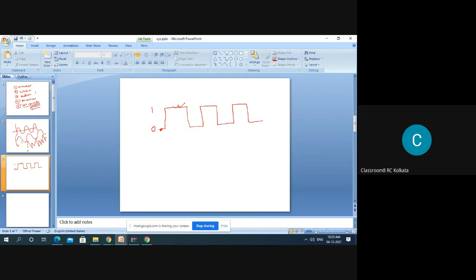Transmission of digital data in an analog channel is done by a process called modulation. Actually, if you compare digital signal and analog signal, analog is continuous and varying with time.